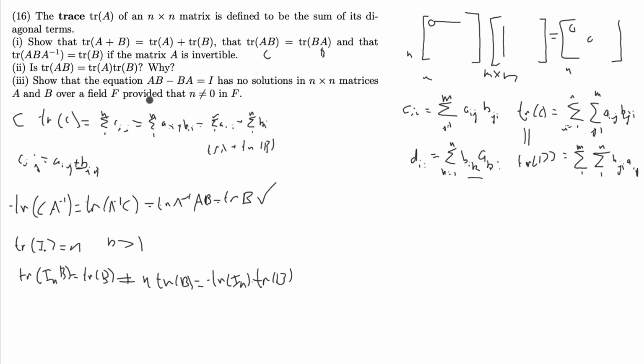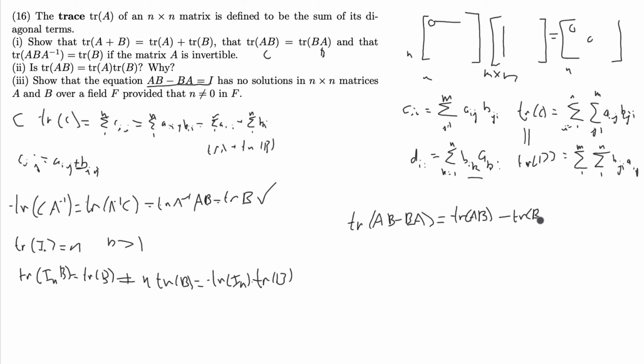Finally, let's do the third one. We're going to show that this has no solutions. And when we do that, let's assume that it did exist. Well, if it did exist, then the traces would be equal, right? Because if two matrices are equal, then their traces are equal. The trace of the left-hand side, AB minus BA, we can apply our results from part 1 to get this as the trace of AB minus the trace of BA.